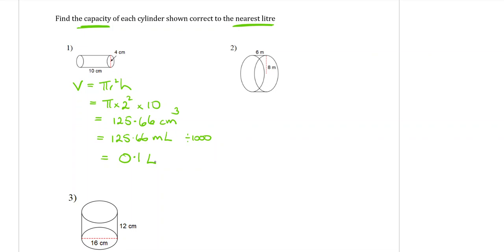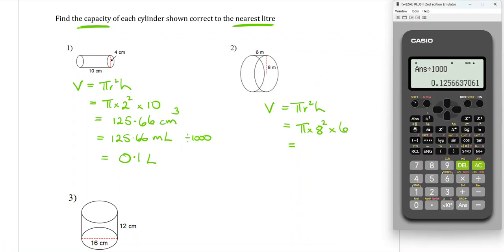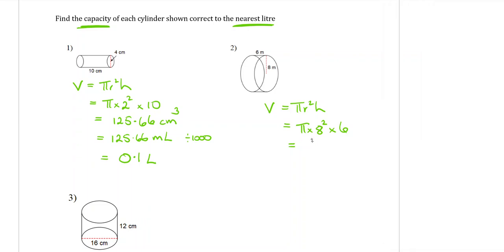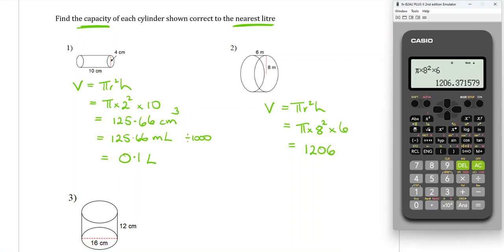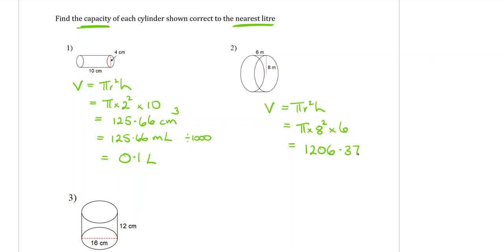Question 2. What is the formula for our volume? V equals pi r squared h. Good. What is the radius? Yes, so we have pi times 8 squared times, what's my height? 6. Type it in. 1206.37. I'll just go 37. That is measured in metres cubed.